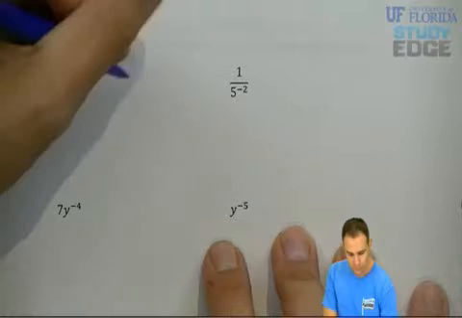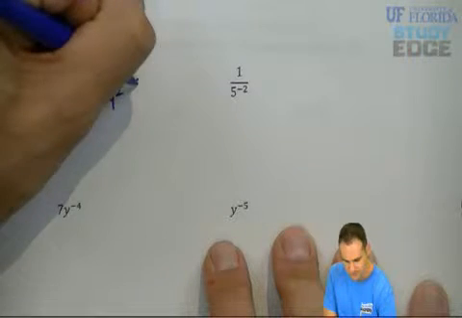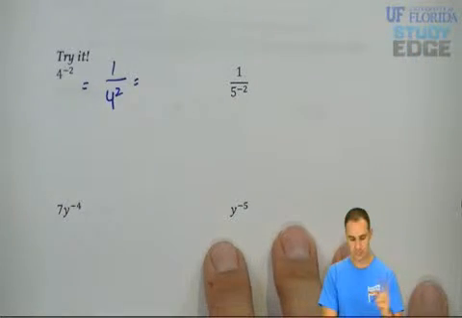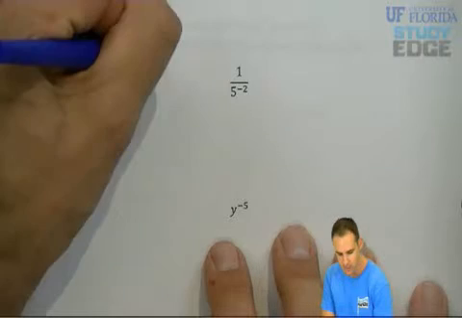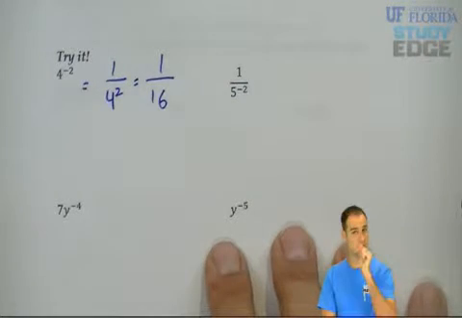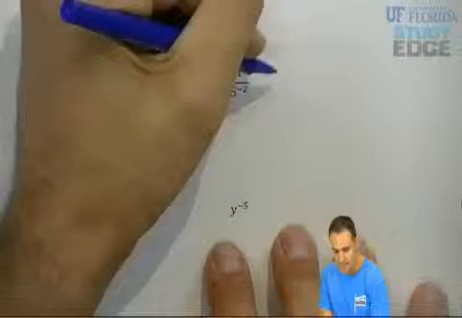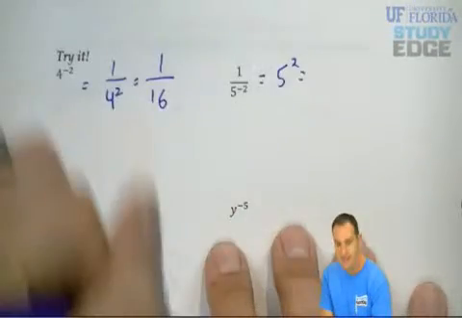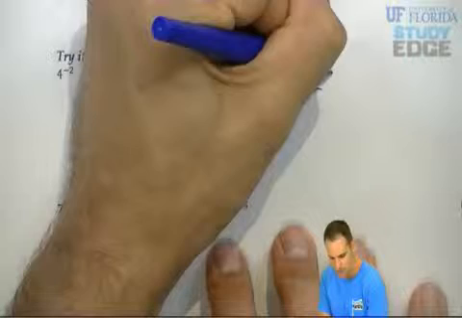4 to the negative 2 would be 1 over 4 to the positive 2, and because that's 4 squared, 4 times 4 would give you 16. 5 to the negative 2 on the denominator would be 5 to the positive 2 on the numerator, and 5 times 5 is 25.